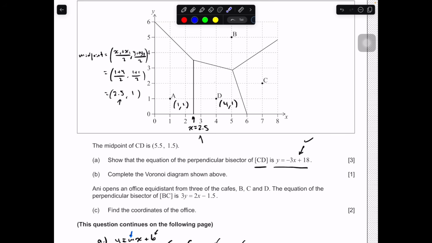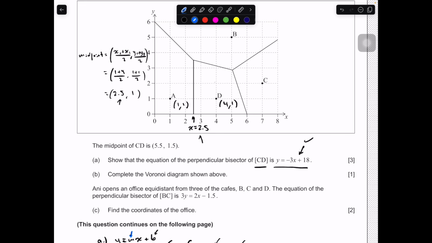Okay. So earlier they gave us the perpendicular bisector of CD. So we know this equation. And now they're giving us an equation of another perpendicular bisector. So essentially the boundary line between B and C. And we want to know where Annie is going to open this office.